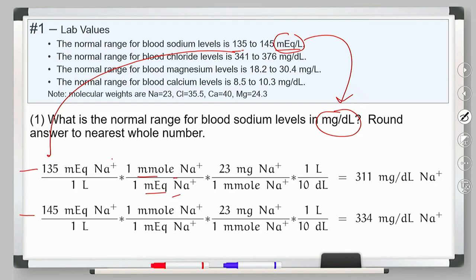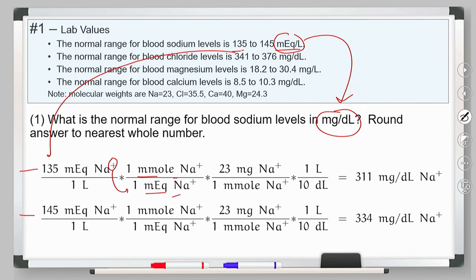It's going to be the valence. The charge on the valence goes with the milliequivalents. Remember, milliequivalent means equivalent amount of charge. How much electricity? So for every 1 sodium molecule, how many charges do you get? 1. There's 1 charge on a sodium.